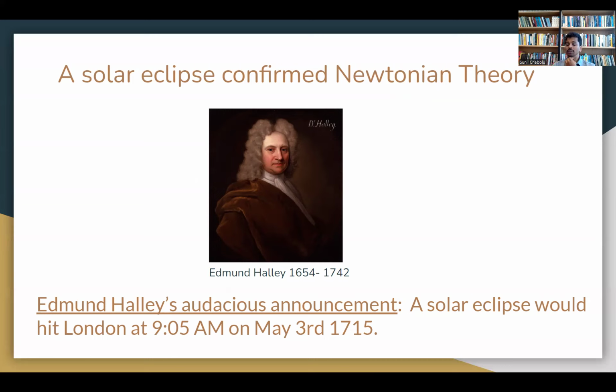So people waited for this auspicious moment, and lo and behold, exactly as predicted, on May 3rd, 1715, at 9 o'clock in the morning, the city of London, the sky turned dark. So this was a dramatic confirmation of Newtonian theory of gravity.